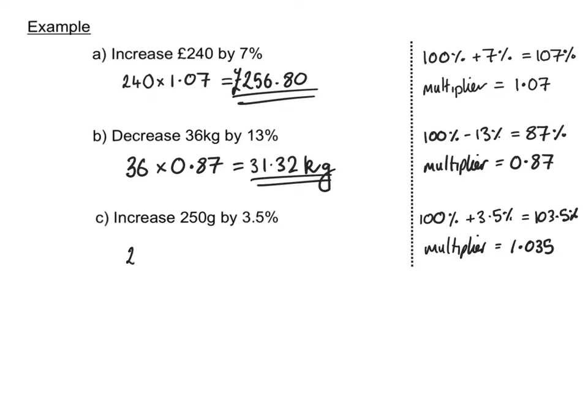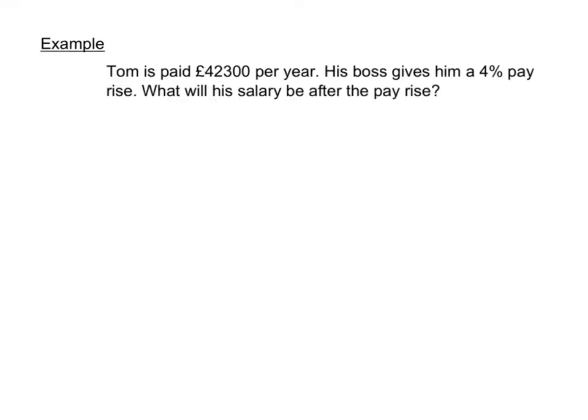We'll now apply that to part C. We've got 250 grams as our starting point. We are going to increase it by 3.5%, so that means multiplying it by our multiplier of 1.035. Typing that into our calculator, we end up with 258.75, and this is in grams. We'll now go on to look at an example in context.